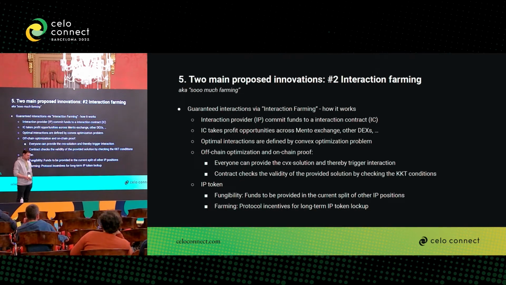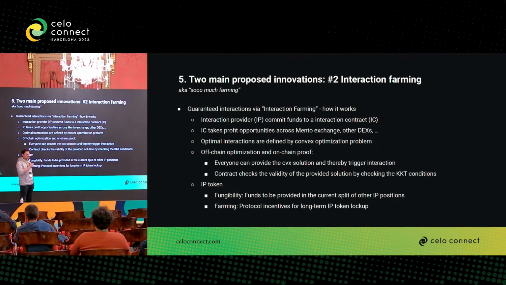Very quickly, interaction farming. So we basically try to take the same approach to the next problem that we have identified of those 4 problems that can go wrong with stability. Interactions, right? We need to make sure that people actually keep on interacting, even in the worst case scenario of a black swan event. And similar mechanics here. You have interaction providers. They commit funds to an interaction contract. And then the idea is that this contract just basically takes profit opportunities across Mento, other DEXs, and so forth.